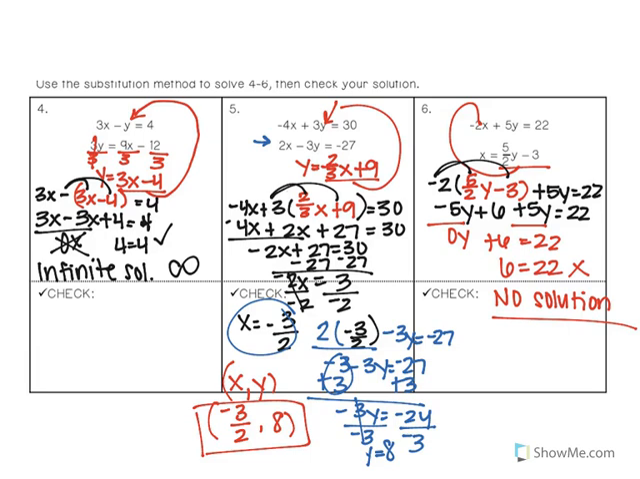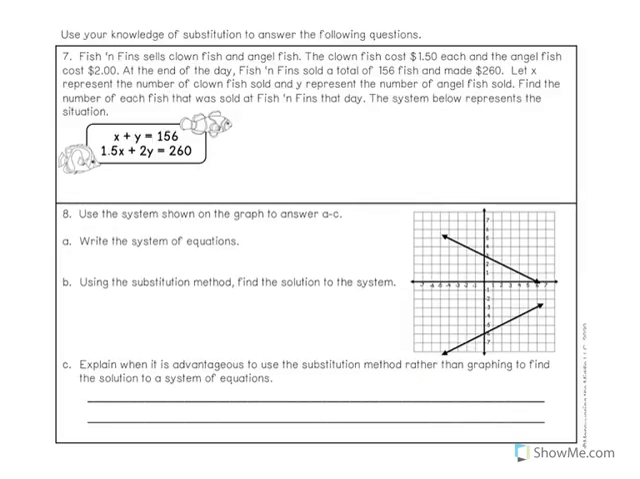All right, let's keep going. So we have Fish and Fins sells clownfish and angelfish. The clownfish cost $1.50 each, and the angelfish cost $2. At the end of the day, Fish and Fins sold a total of 156 fish and made $260. Let X represent the number of clownfish, so X is the clownfish, and Y represent the number of angelfish sold.